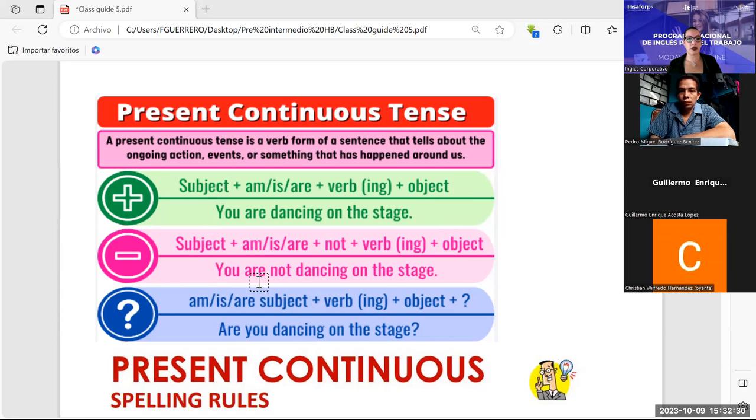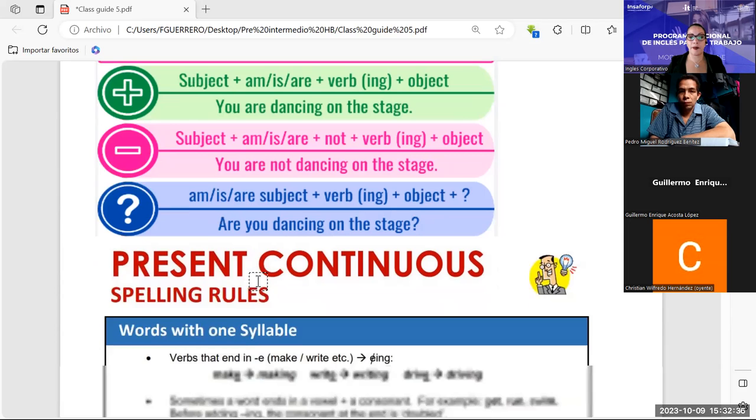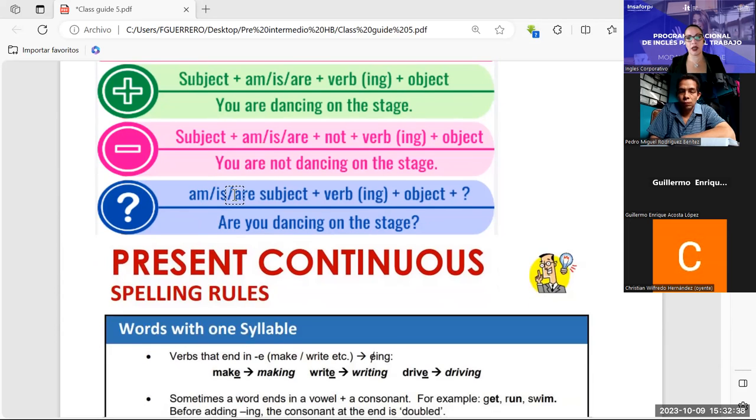Luego, las yes/no questions, como las que estábamos escuchando en el Grammar Focus. Para comenzar con ellas se escribe am, is, or are al inicio, luego el sujeto, luego el verbo principal con ing, luego el complemento y al final el signo de pregunta. Por ejemplo, are you dancing on the stage? Ese sería el ejemplo de pregunta y pueden ver ahí are al principio. El sujeto va luego, luego el verbo con ing y luego el complemento. Al final el signo de pregunta.